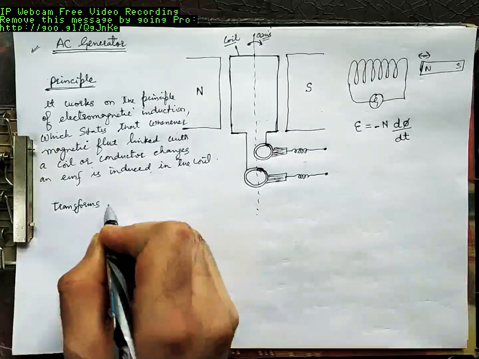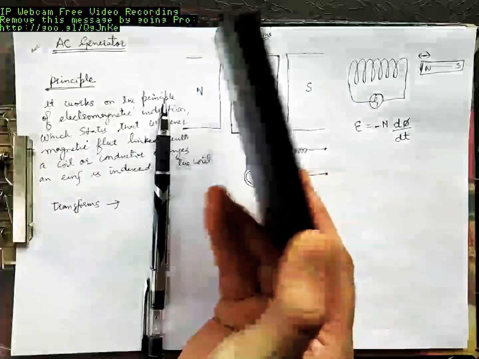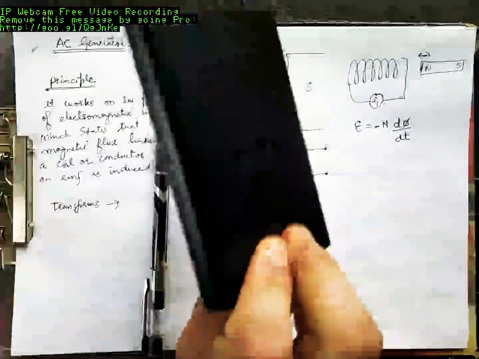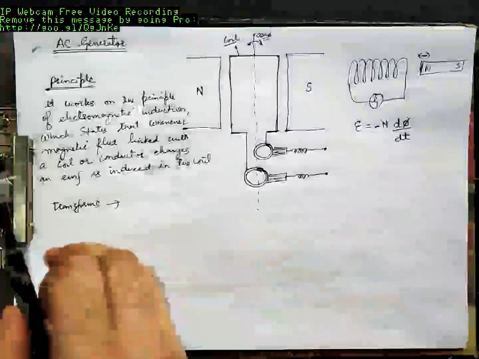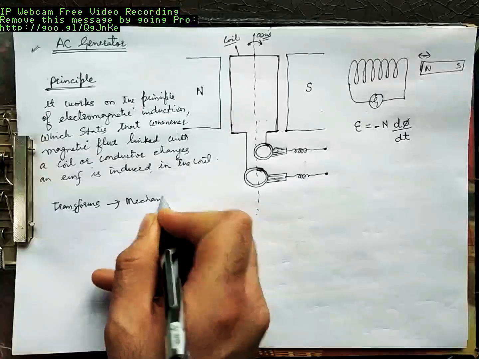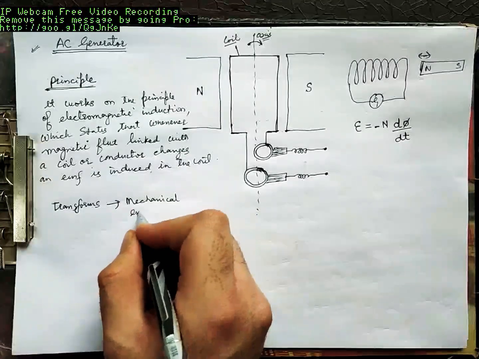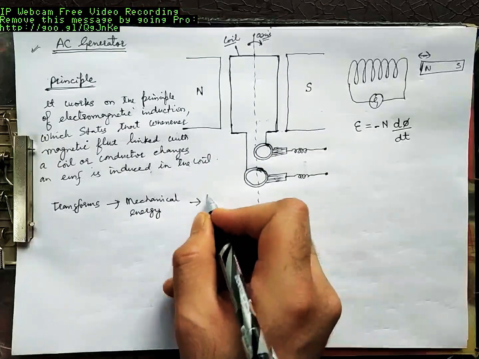Which energy? I already told you that I have to keep on rotating this coil. Which energy is this that I am using over here? That is mechanical energy. So this transforms mechanical energy into electrical energy.